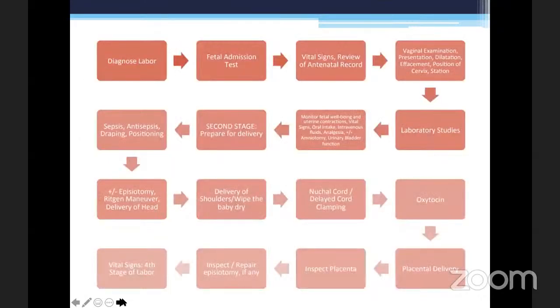This is the summary of the patient management in the hospital. First, we'll be diagnosing the labor, followed by fetal admission test, and we'll check for vital signs, review of antenatal record, and a vaginal examination: presentation, dilation, effacement, position, cervix, station, followed by laboratory studies, monitor fetal well-being and uterine contractions, vital signs, amniotomy, urinary bladder function, and followed by second stage: prepare for delivery, check for asepsis, antisepsis, draping and position, Ritgen maneuver, delivery of shoulder, wipe and keep the baby dry, notch cord, delayed clamping, oxytocin, and followed by placental delivery, inspection of placenta, repair of episiotomy if any, and check for vital signs, and followed by fourth stage of labor. Completed, ma'am.